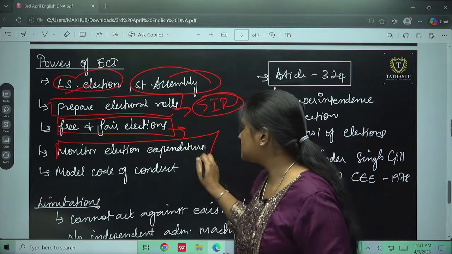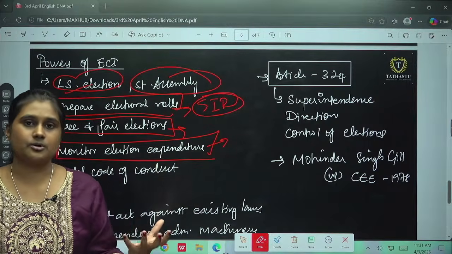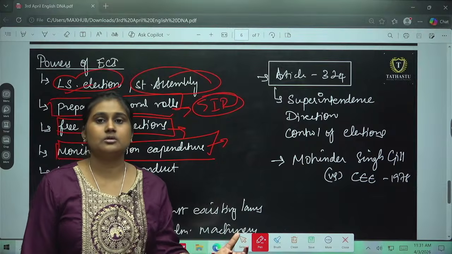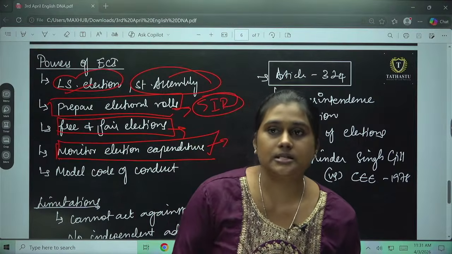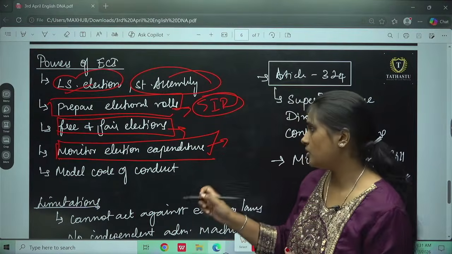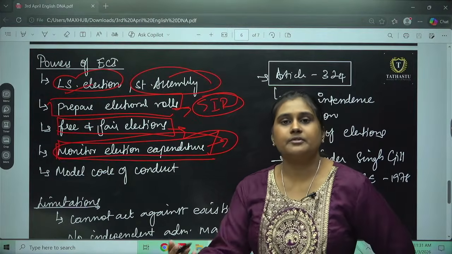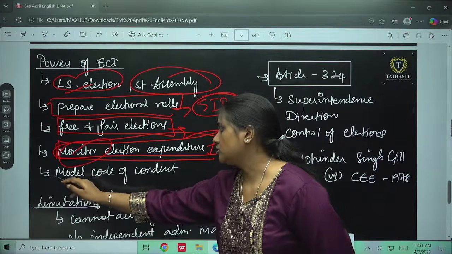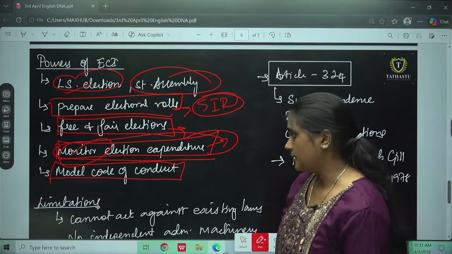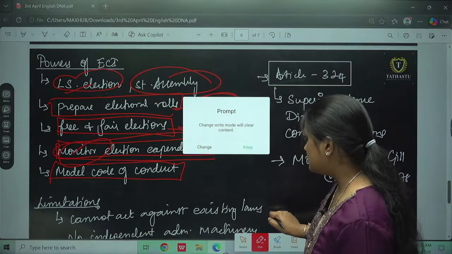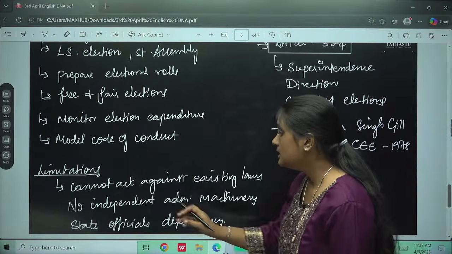It also monitors election expenditure, the property details of every candidate and their criminal background, and whether any freebies are given unnecessarily, or any other political agenda is influencing people during those elections. All these will be monitored, and the expenditure made by every government or every party will be monitored by the Election Commission. Also the model code of conduct, how the elections are going to happen, all these things will be decided by ECI only. So the limitations: it cannot act against existing laws, it has no independent administrative machinery, and it depends on state officials.